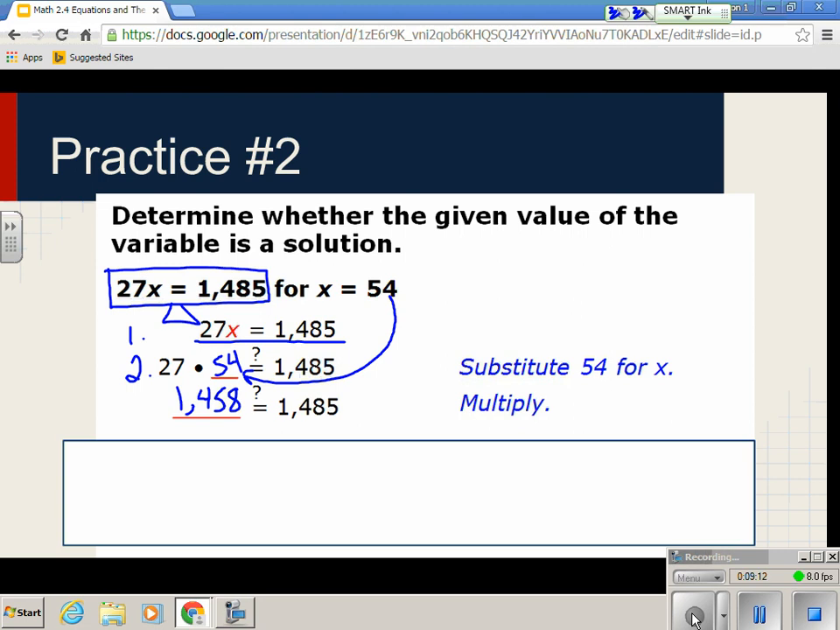Now when you look at those two numbers, don't let your eyes play tricks on you. You can clearly see that they do not equal the same amount. So is this a solution? Do we have a balanced scale? And the answer is no. This is not a solution because we don't have the same answer on both sides. That clearly shows us it's not a solution. So go ahead and write this down and then come back when you finish.